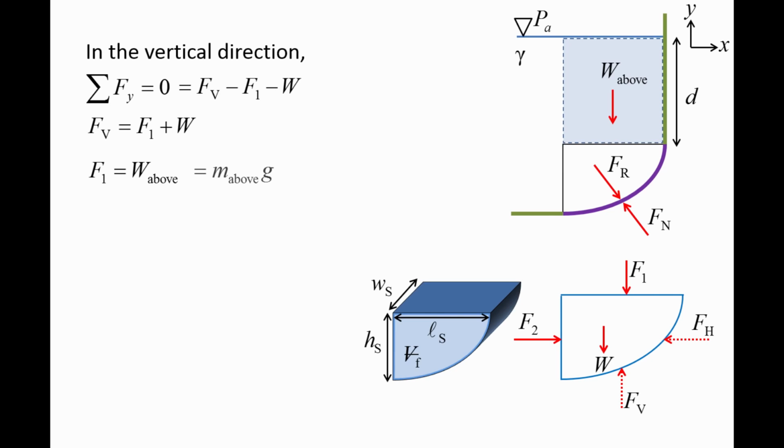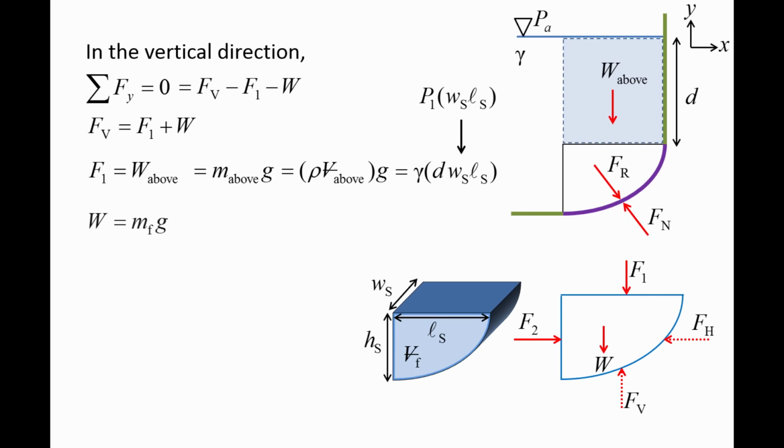This weight is equal to the mass of the fluid directly above the top surface times the gravitational acceleration g. The mass of the fluid above is equal to its density ρ times the volume it occupies. We can combine ρ and g into gamma, and the volume of the fluid above is the height d times the area ws ls. We also could have calculated F1 from the pressure at the top of the isolated body, P1, which is gamma times the depth d, times the area of the planar surface ws ls.